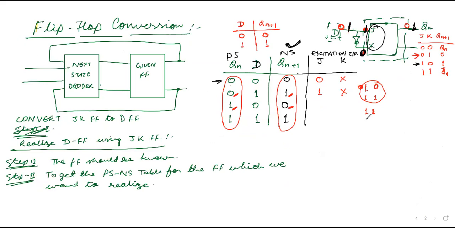So here we have the 1-1 case and the 0-1 case. So what can we write here? Don't care about J, but the value of K should be 1. Okay.